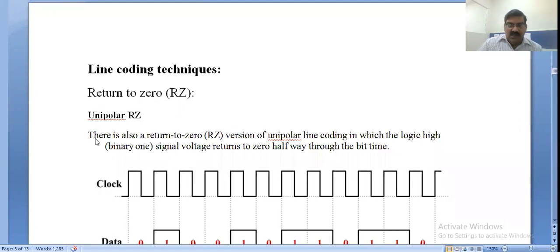So the very first is return to 0, RZ. In the RZ, there is unipolar and bipolar. So what is unipolar and bipolar? We will just discuss. So this unipolar RZ, return to 0 version of the unipolar line code, which is logically high, that is binary 1, and the signal voltage returns to 0 halfway through the time.